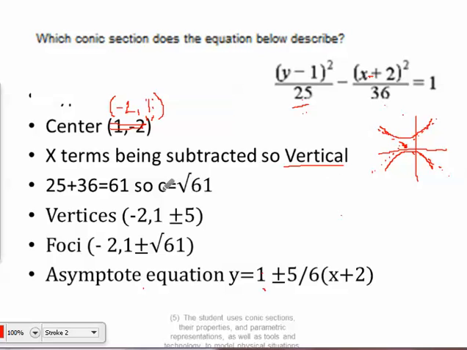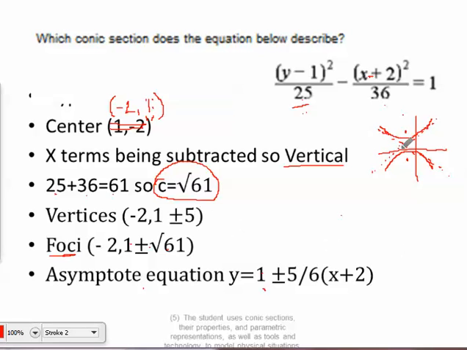So, why did I calculate this 25 squared plus 36 squared equals 61? So c is equal to the square root of 61. Well, c is a value that you're going to use in the foci. For the foci, you're going to take the center and then plus this to find that focus point. It's going to be up in here. Okay? That's the focus point.